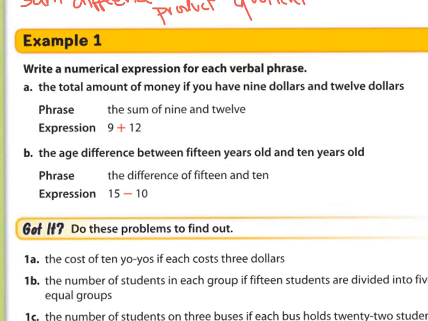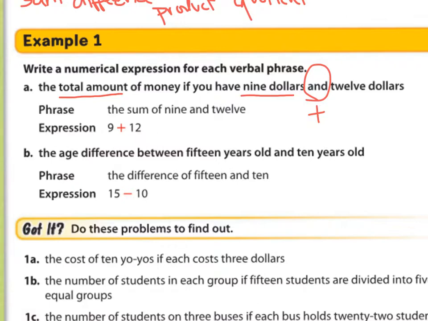Example 1. Write a numerical expression for each verbal phrase. The total amount of money if you have $9 and $12. So what are some keywords we need to outline here? They're asking for the total amount, and they're saying $9, which they give you the value, and $12. So the phrase is the sum of 9 and 12, if we wanted to write it in words. And the numerical expression is 9 plus 12.